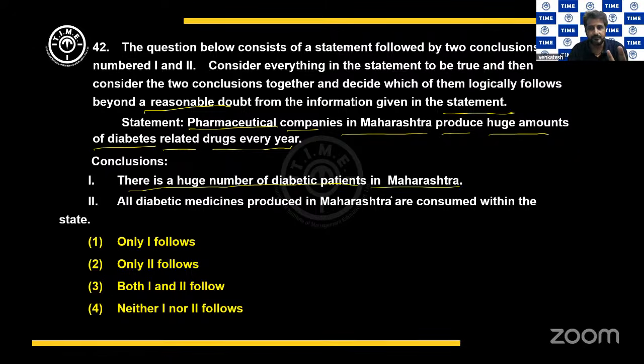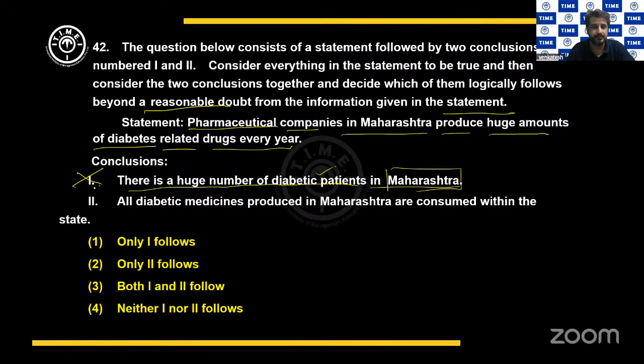The problem is, pharmaceutical companies in Maharashtra produce huge amounts of diabetes medicines every year. That doesn't mean that the people in Maharashtra are diabetic patients. That we cannot conclude. Maybe they are making them there and transporting them to other states. So conclusion 1 is not a valid conclusion.